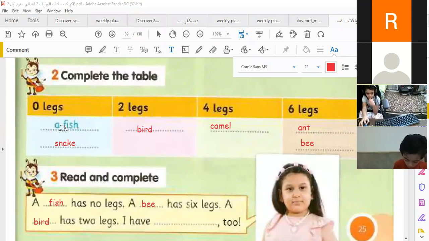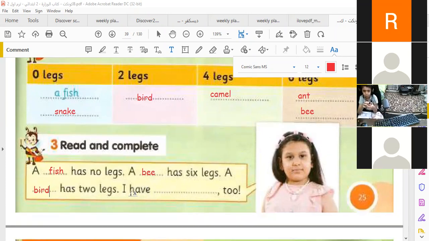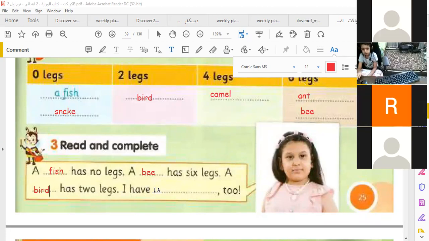Thank you. Abdurrahman Hussain. Yes, Mr. Last sentence, please. Bird has two legs. I have... Yes, this is about you, Abdurrahman. How many legs do you have? Two. Excellent. I have two legs. Read it, please, again. I have two legs. Excellent.